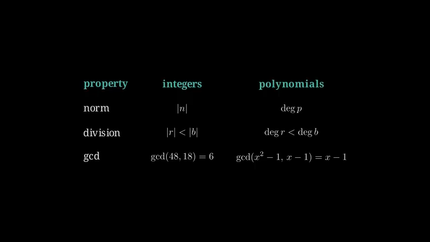And the greatest common divisor. For integers, the greatest common divisor of 48 and 18 is 6. For polynomials, the greatest common divisor of x^2 - 1 and x - 1 is x - 1.